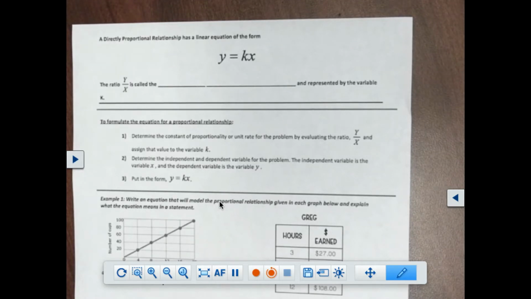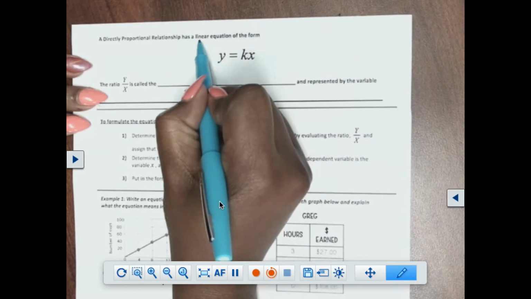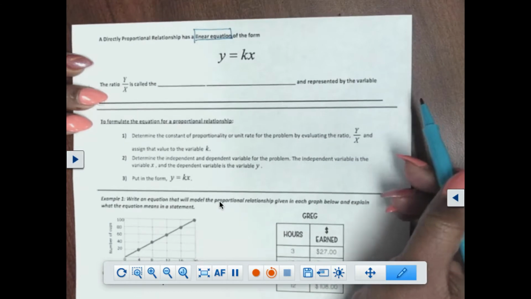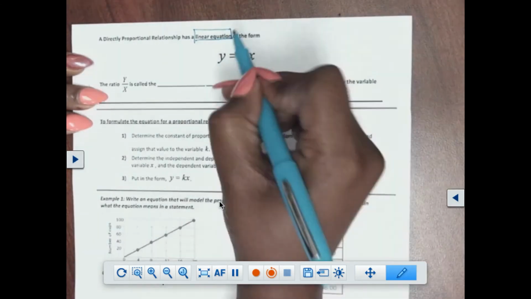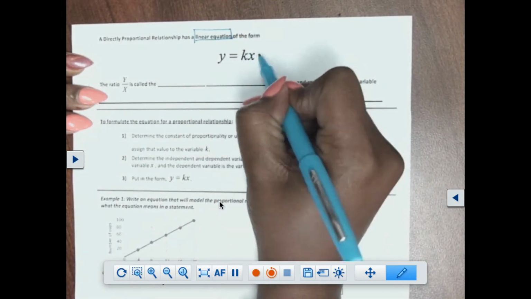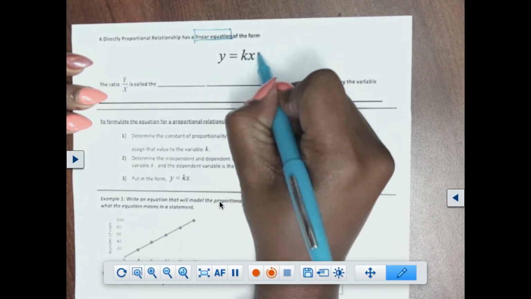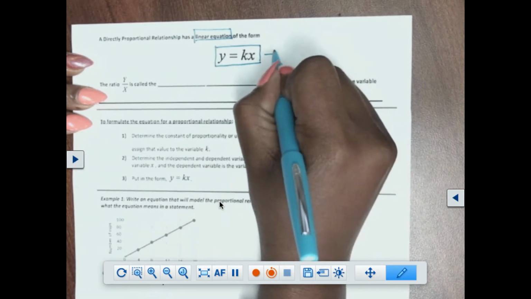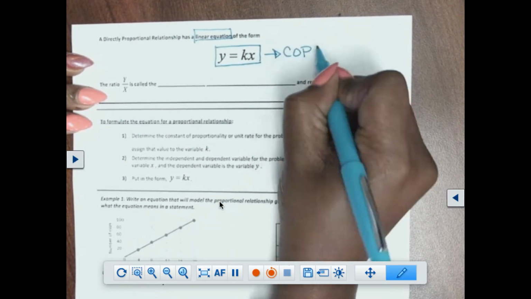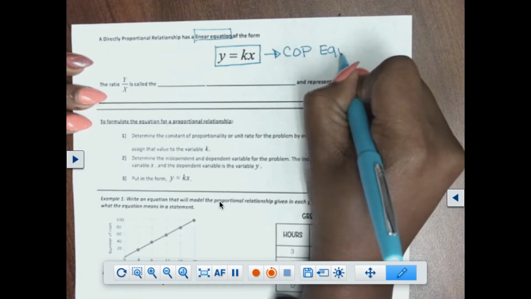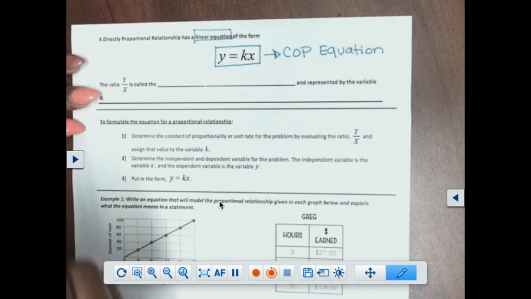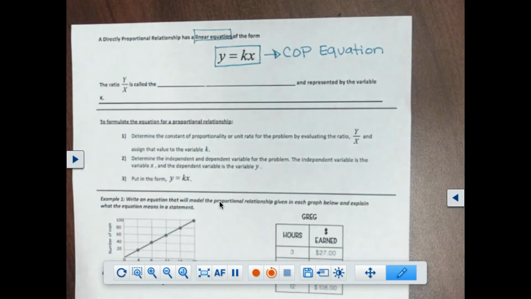Okay? So a directly proportional relationship has a linear equation. And remember, we said that a linear equation means a line in the form of y equals kx. And this means k times x. This right here is the constant of proportionality equation. Okay? Not how to find k, but the constant of proportionality equation. What we use to compare the x and the y, how we create that ratio.